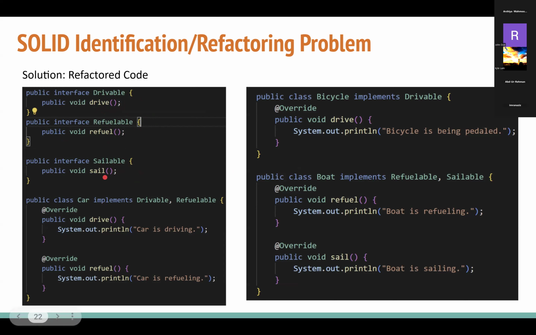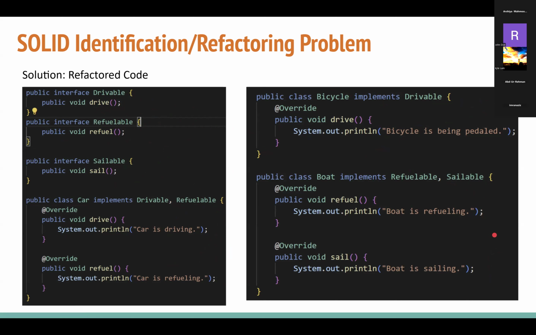So for car, we implement drivable and refuelable because those are the only methods that car can have out of the three. For bicycle, we only implement drivable because that's the only method that's valid. And for boat, it's refuelable and saleable because those are the only two methods that a boat object can execute.